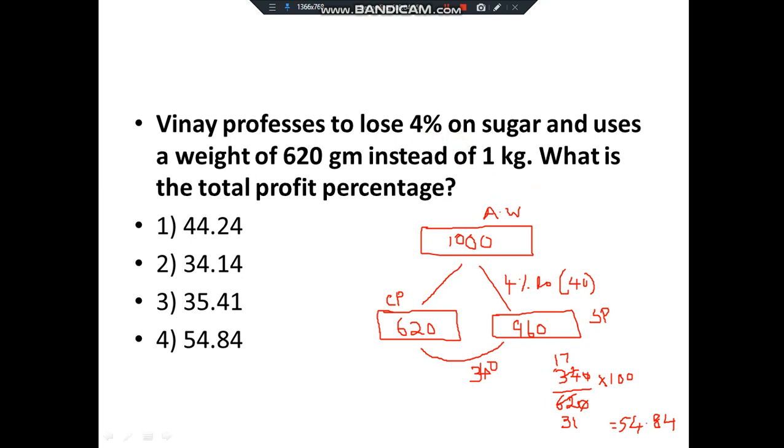Hope you remember. If you have missed this, you can watch the video and come here. So 4% you reduce from 1000, you get 960. Now you have the cost price and selling price. You have to find the profit and then the profit percentage. The profit is 340 rupees out of 620 rupees into 100. Finally we get the profit percentage as 54.84%. Hope you understood.